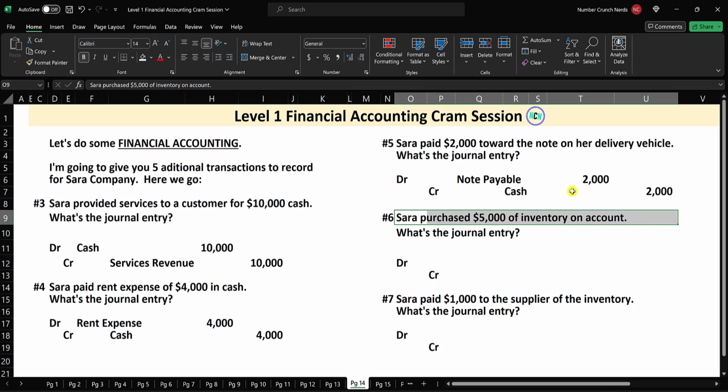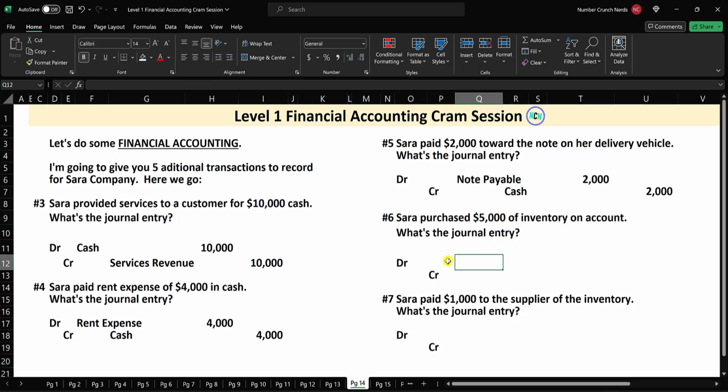In the normal course of business, companies will often purchase on temporary lines of credit. Temporary lines of credit are known as accounts payable from an accounting perspective. So when you see that Sarah purchased $5,000 of inventory on account, it means she didn't pay cash. Instead, she has an IOU, essentially, to the supplier of the inventory to pay cash later, and that IOU is called accounts payable. Okay, so let's record the entry.